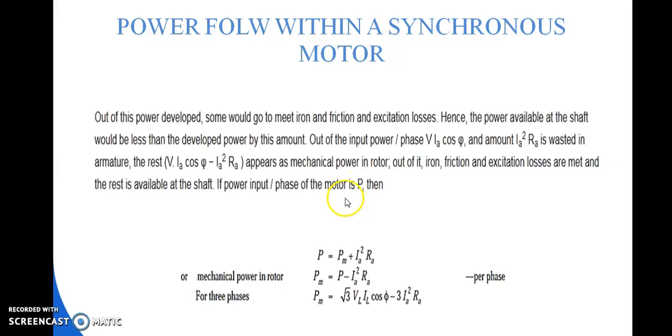If power input per phase of the motor is P, then P equals Pm plus Ia square Ra, or mechanical power in the rotor will be Pm equals P minus Ia square Ra per phase. So for three phases, as we are dealing with three-phase machines, the Pm will be √3 VL IL cos phi minus 3 Ia square Ra.